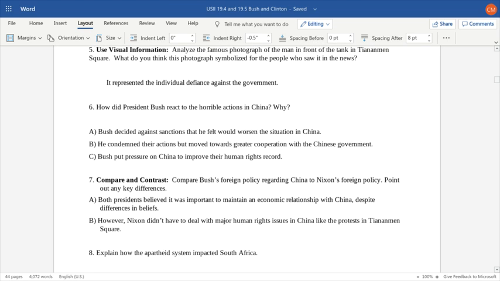China. So Bush decided against sanctions. He felt this would worsen the situation in China. He condemned the actions, but he moved towards greater cooperation with the Chinese government. Bush continued to put some pressure on China to improve their human rights record and treat their citizens a little bit more compassionately. But all in all, it was kind of a weak response from President Bush and the United States in regard to the actions in China.